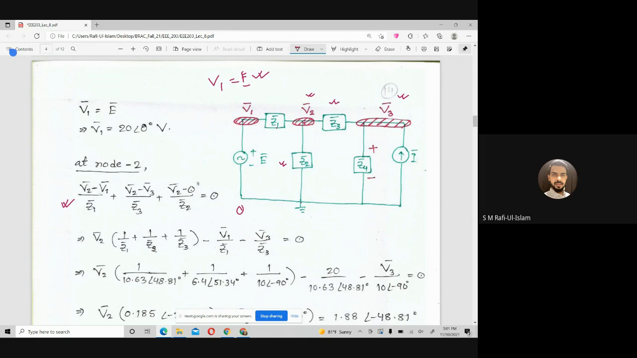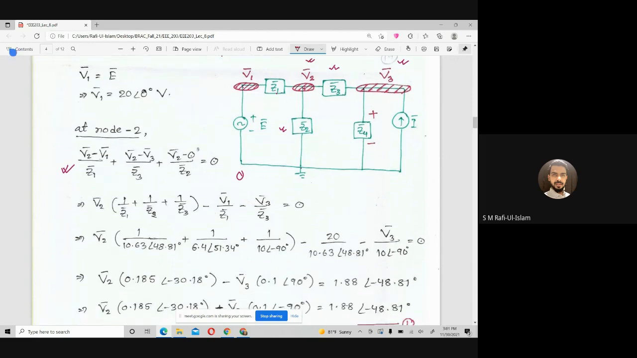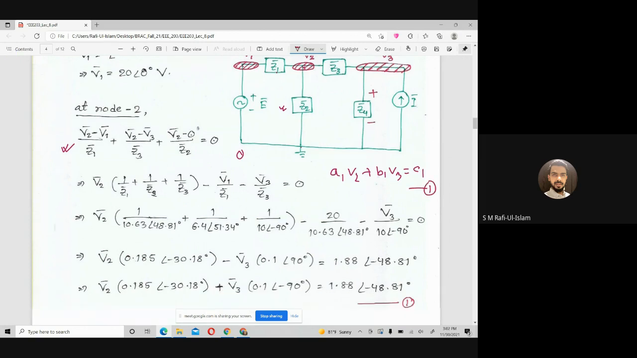Probably not. So if this is the case, again we will extract all the coefficients of V2 on one side and the coefficients of V3 on another side, and the rest would be taken back to the right side. So the target is nothing but A1 V2 plus B1 V3 equal to C1. So writing the equation in this format, this is our whole target.